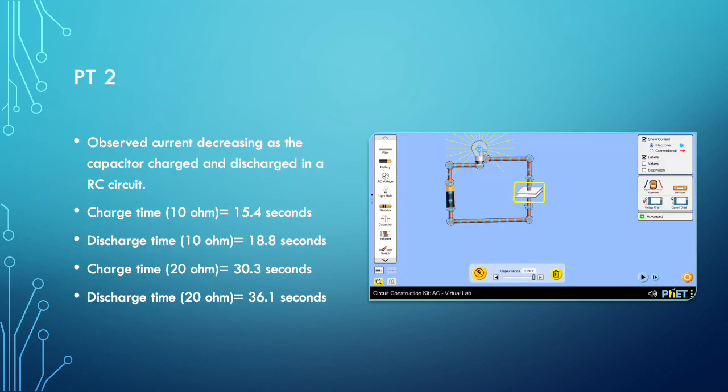For the second part of the experiment, we observed current decreasing as a capacitor charged and discharged in a resistor-capacitor circuit shown to the right. It holds both a light bulb which has resistance and a 0.2 farad capacitor. The charge time for the light bulb at 10 ohms for the capacitor was 15.4 seconds, and its discharge time was 18.8 seconds. When the light bulb was increased to 20 ohms of resistance, the charge time was 30.3 seconds, and the discharge time was 36.1 seconds.